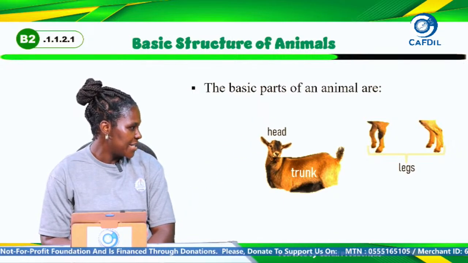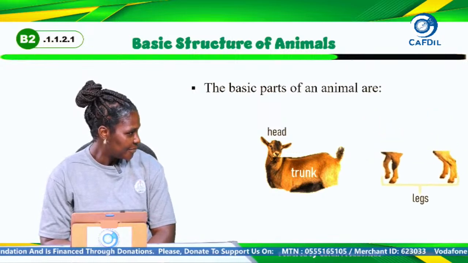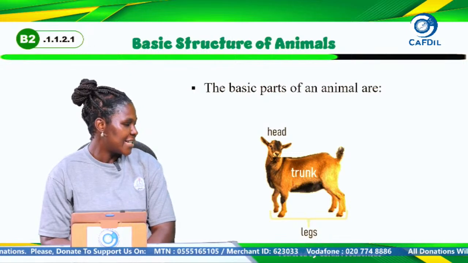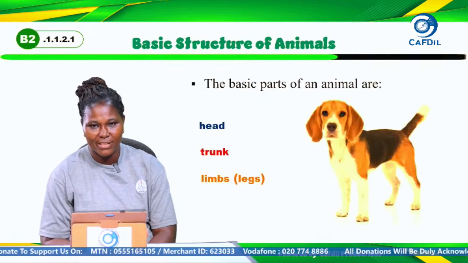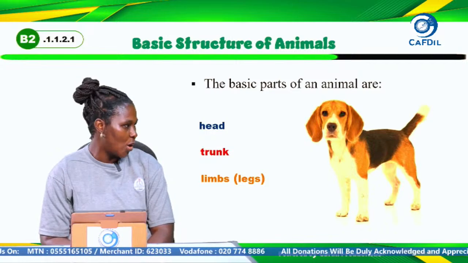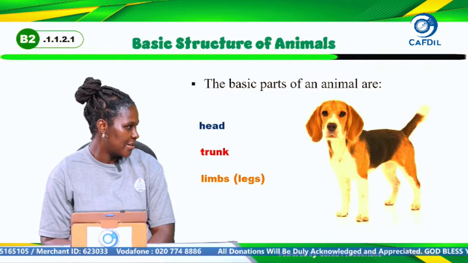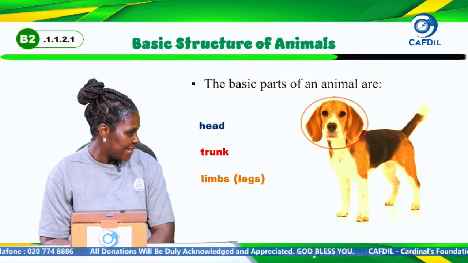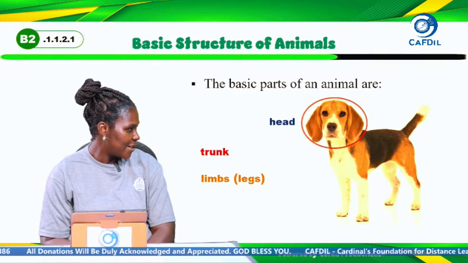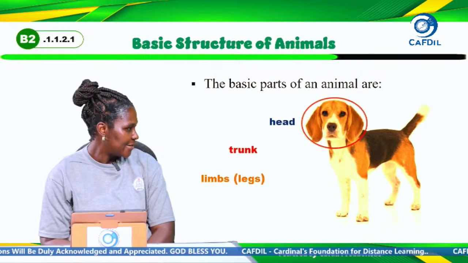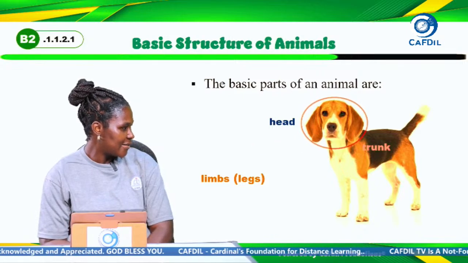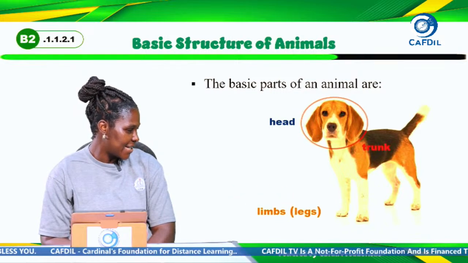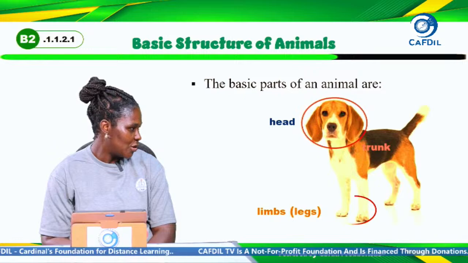So we are coming to arrange it. This is the head, the legs or the limbs, and then the trunk is the middle. Let's look at the dog, the basic parts of the dog. Now we have the head. Yes, this is the head of the dog. We have the trunk of the dog. And then the limbs, that is the legs of the dog.